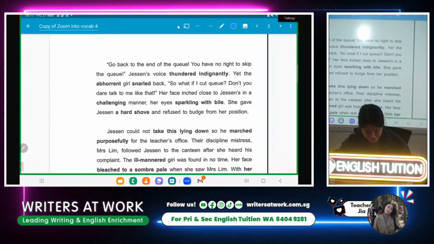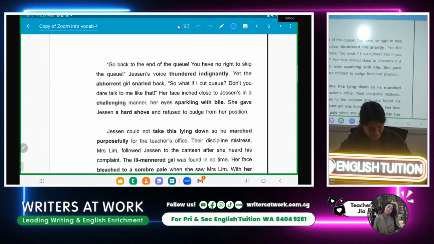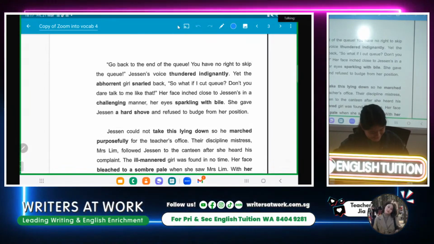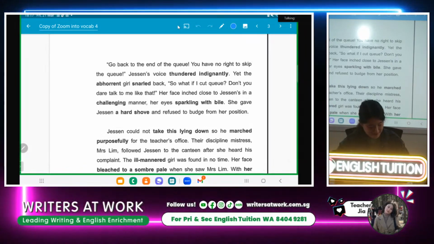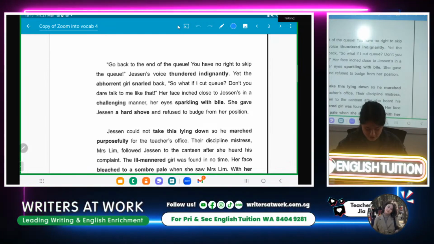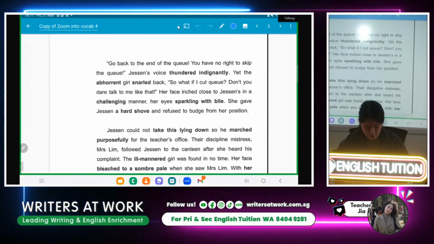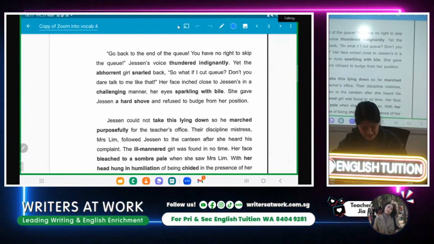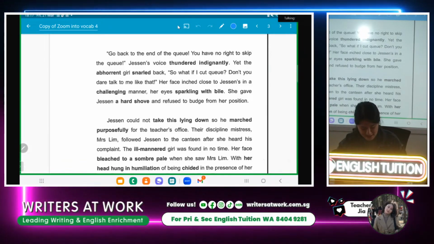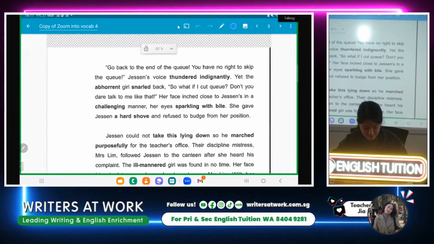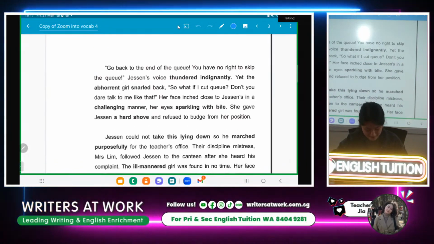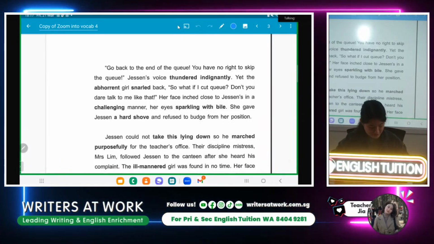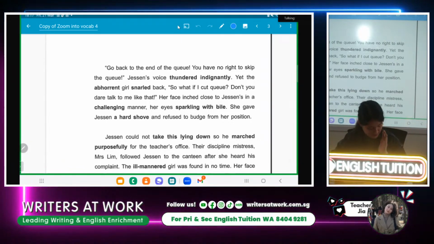Go back to the end of the queue. You have no right to skip the queue. Jensen's voice thundered indignantly. Yet the abhorrent girl snarled back. Okay? So what if I cut queue? Don't you dare talk to me like that. Her face inched close to Jensen's in a challenging manner, her eyes sparkling with bile. She gave Jensen a hard shove and refused to budge from her position. So it was a really mean person, alright?